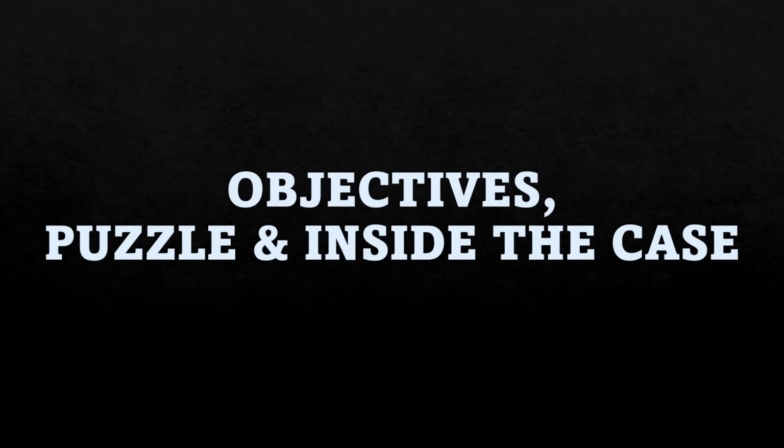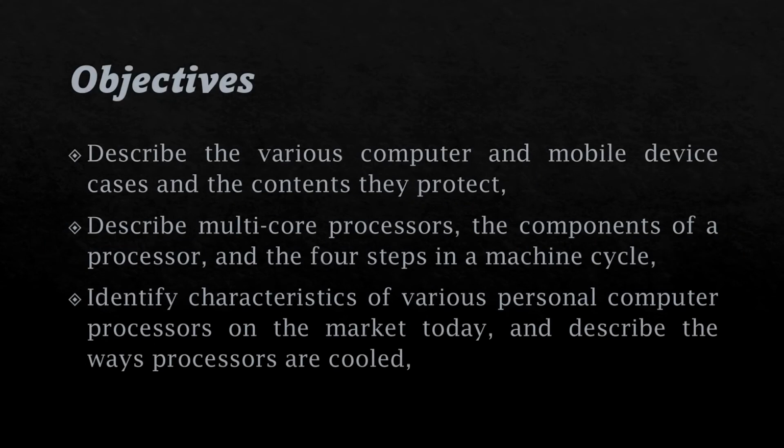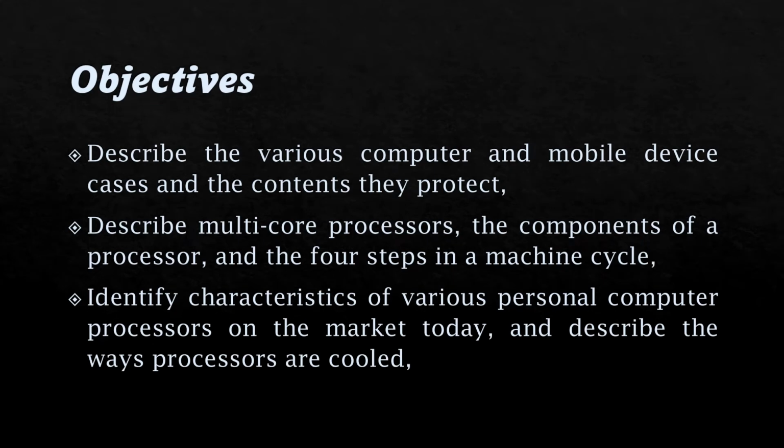I will be the one to discuss the objectives for chapter 6, the puzzle, and inside the case. Here are our objectives. Describe the various computer and mobile device cases and the contents they protect. Describe multi-core processors, the components of a processor, and the 4 steps in the machine cycle. Identify characteristics of various personal computer processors on the market today and describe the ways processors are cooled.